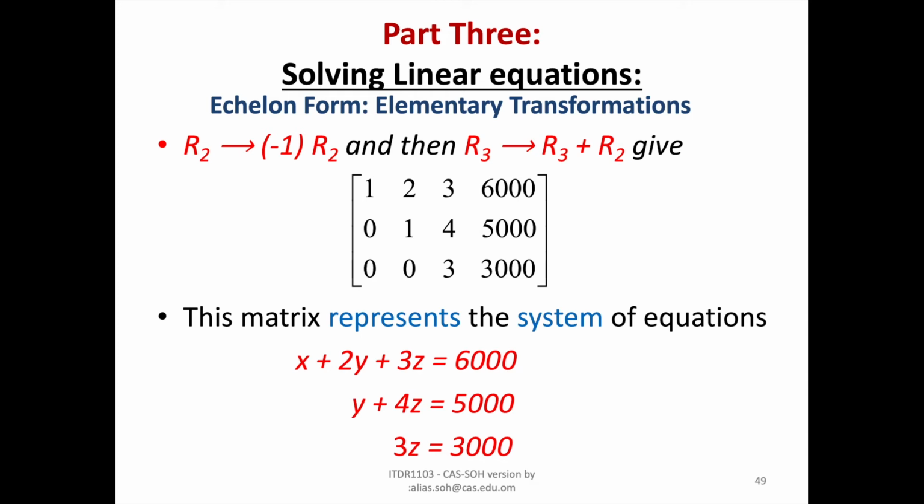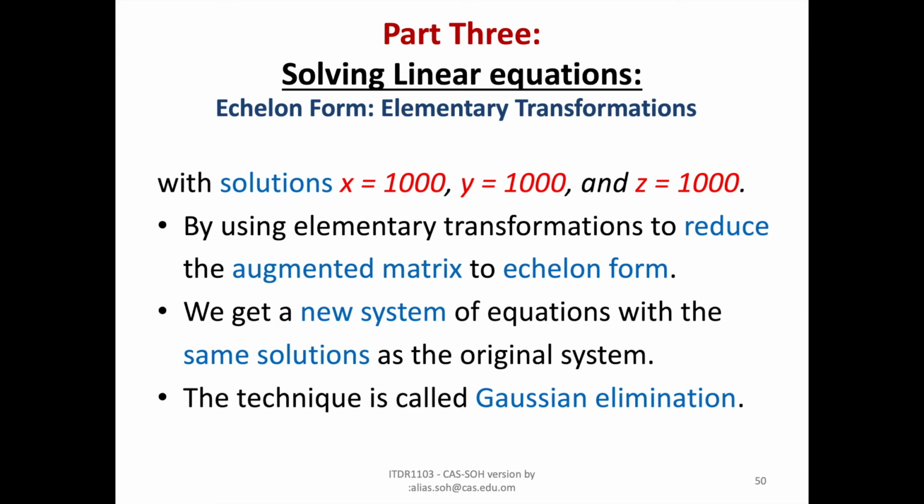transform the augmented matrix to echelon form, and here we can just rewrite it as a system of equations. So we got x plus 2y plus 3z equals 6,000, y plus 4z equals 5,000, and 3z equals 3,000. From here we get the solutions: x equals 1,000, y equals 1,000, and z equals 1,000. So by using elementary transformations to reduce the augmented matrix to echelon form, we get a new system of equations with the same solutions as the original, and we call this Gaussian elimination.